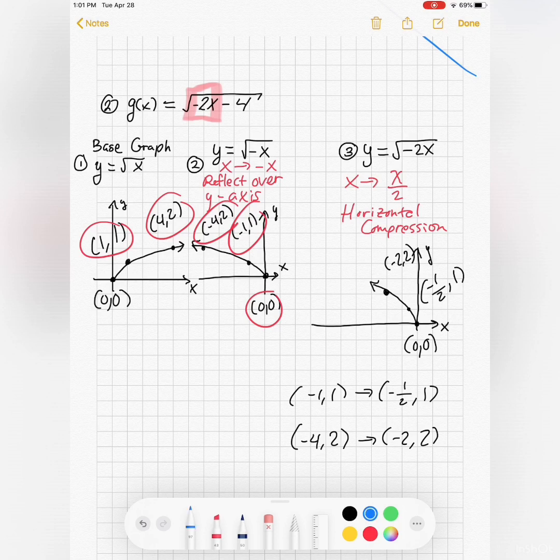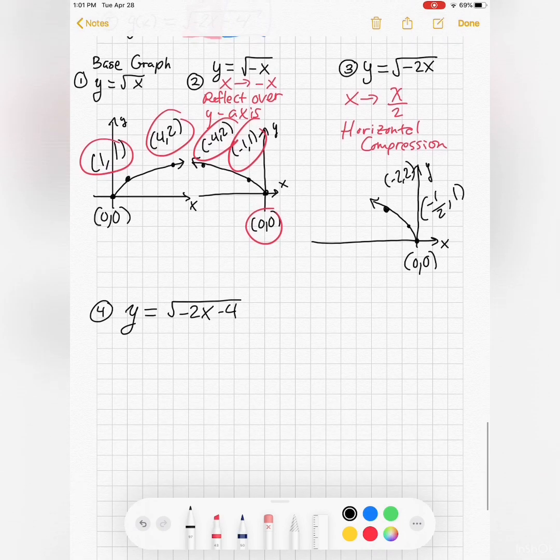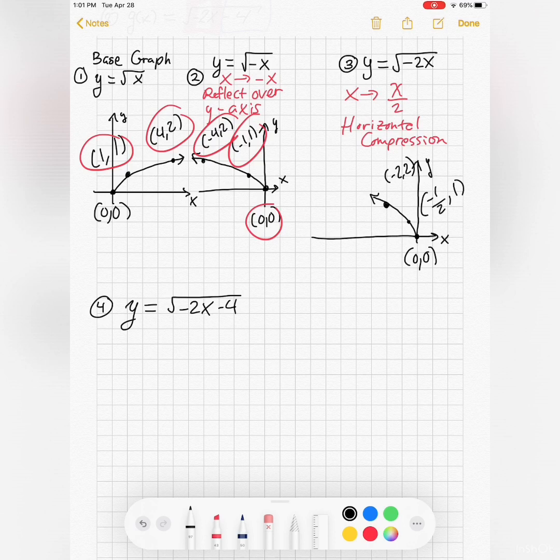Okay, and then there was one more step. This is the tricky step. So the last step here, I have to account for this 4 underneath the root. So you have to be careful because that 4 is also affecting the x. So here's the thing. So let me set up step 4. Now I'm graphing the final function.